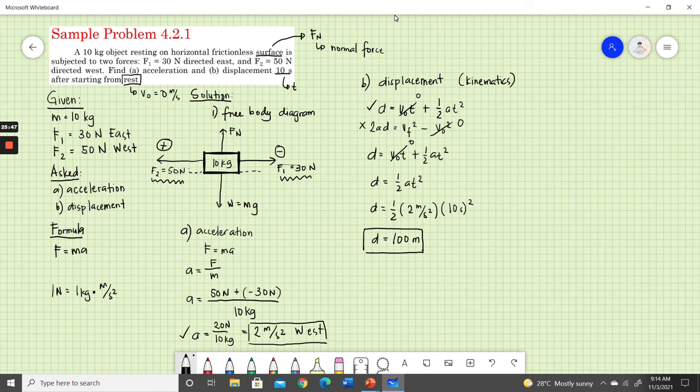Since this is 25 minutes already and the second part will take a little longer, I'm going to end this and make this part one of our lesson 4.2, and then there will be a second part of the video for the second problem. That will be the end for this problem. For the next problem, please watch the next video.